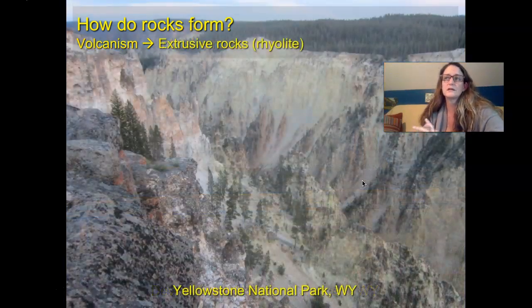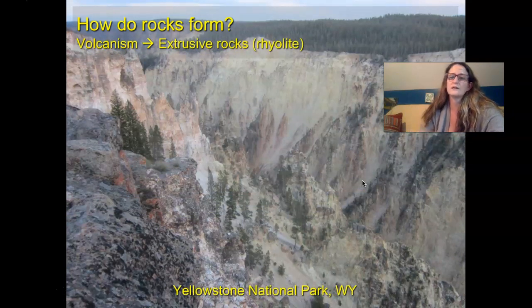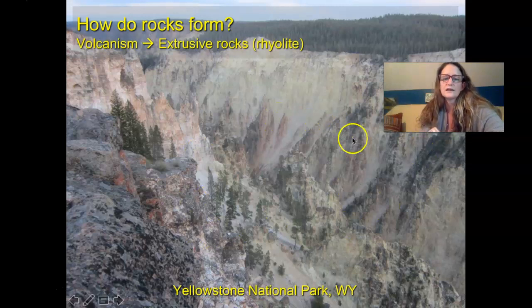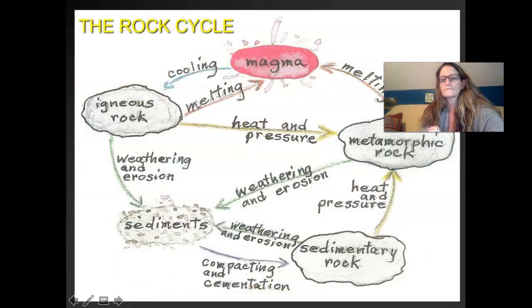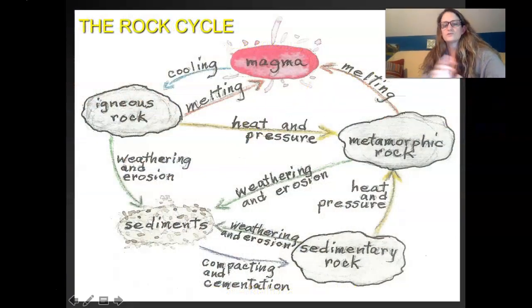Extrusive igneous rocks are those that are going to fly out of the volcano. So they extrude out of the volcano. They erupt out of the volcano, and here is a large field of rhyolite in this canyon from Yellowstone National Park. All right. We have a whole chapter on rocks.